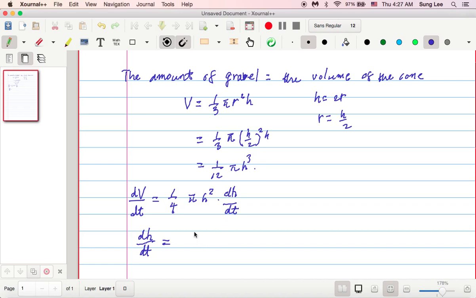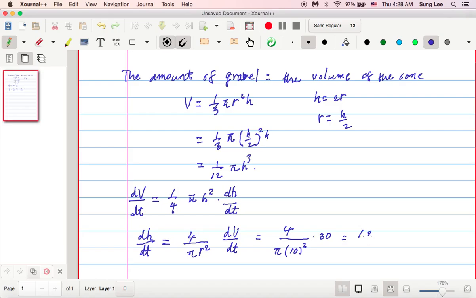So what we need to find is dh/dt. To solve this equation for dh/dt, we get 4 over pi h squared times dV/dt. Now we are putting in values: plug in 10 for h, so we have 10 squared, and then plug in 30 for dV/dt.